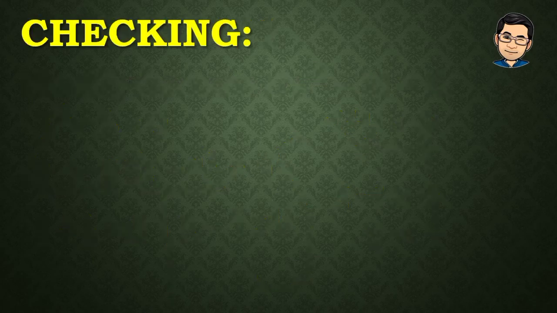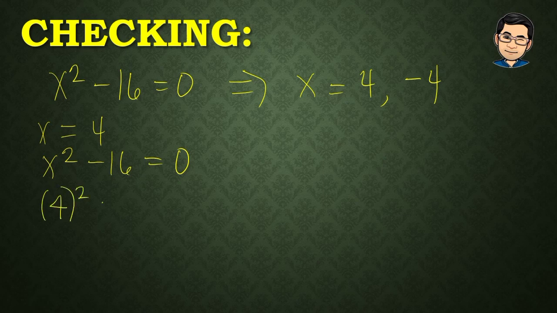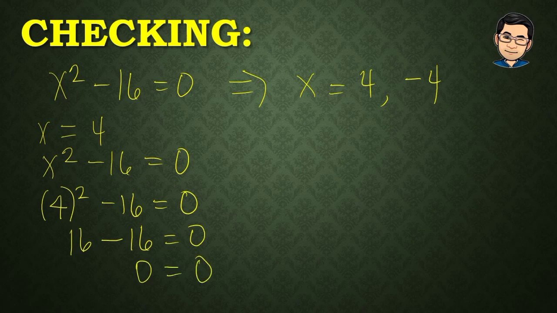So, to check, so, sulat natin yung equation natin, x squared minus 16 is equal to 0. And then, yung mga roots natin, 4, tsaka negative 4. So, x equals 4. So, check natin. X squared minus 16 equals 0. So, substitute natin yung 4 in place of x. 4 squared, that is 16, minus 16 equals 0. So, 16 minus 16 is 0. So, yung root natin na 4, tama siya.